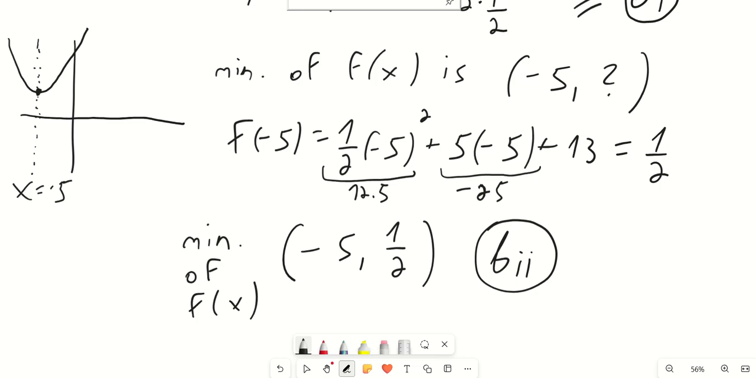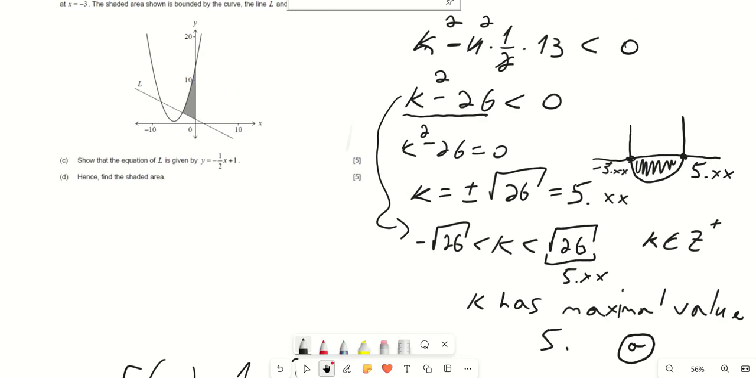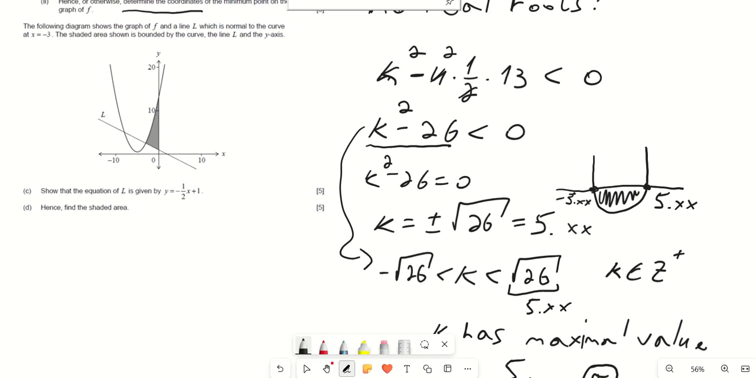Now moving on to part C. They show here F, and they give us another line which is L, and is the normal to the graph of F at the point x equals -3. And at first we need to show that this normal line to F at x equals -3 has an equation that is written here.